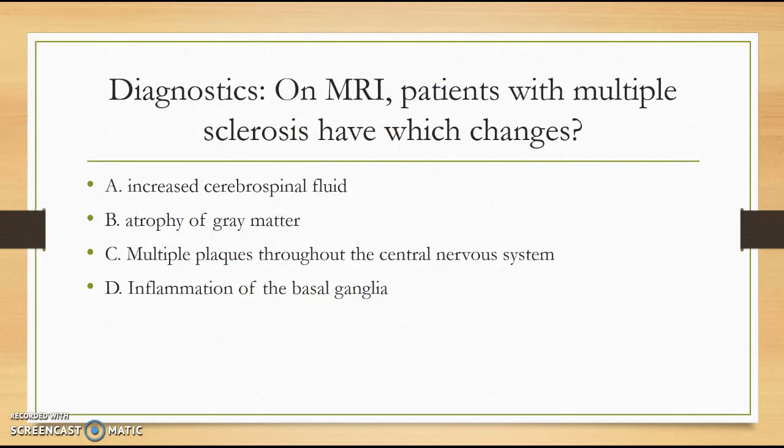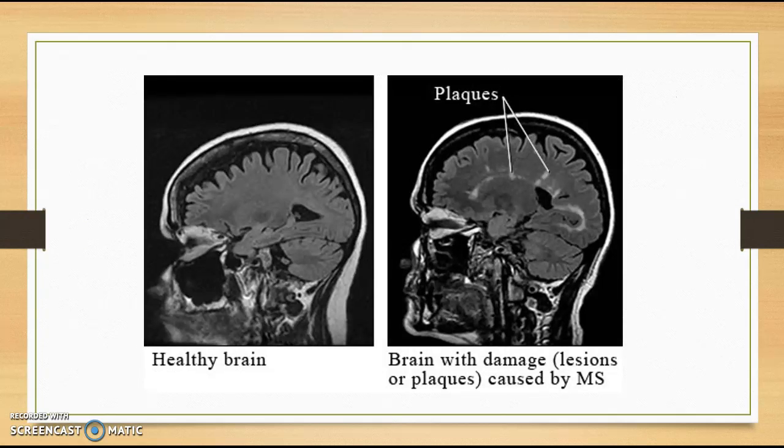And you'll remember at the beginning of the case study, the doctor ordered an MRI. That tells you that one of the diagnostic tools they look at is MRI. Patients with multiple sclerosis have very classic changes on MRI. Okay, so your options are increased CSF, atrophy of gray matter, multiple plaques, or inflammation of the basal ganglia. And the answer is multiple plaques located throughout the central nervous system. They don't know why that happens, but MRI is the go-to diagnostic.